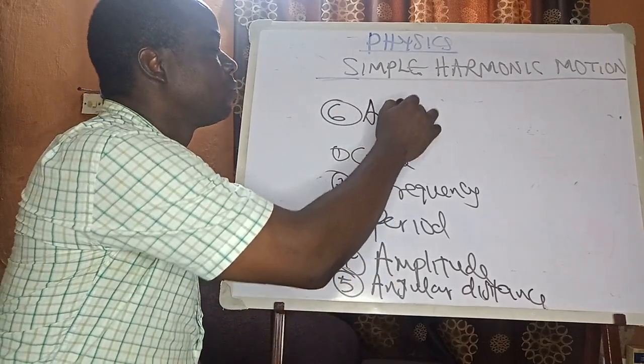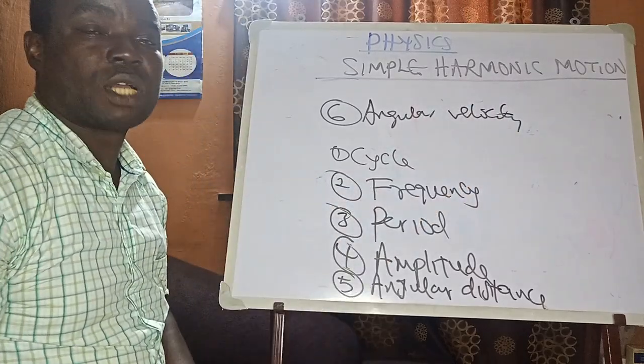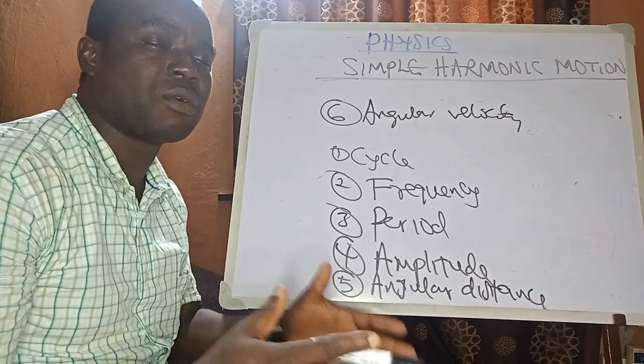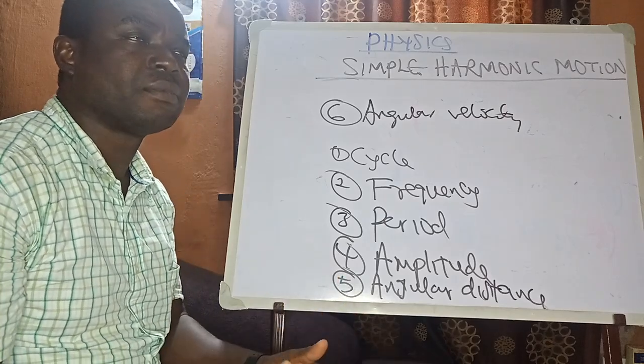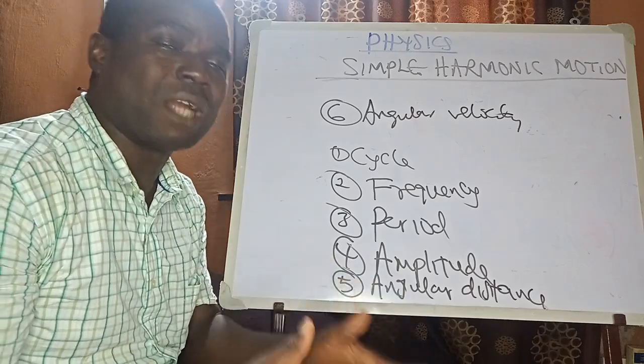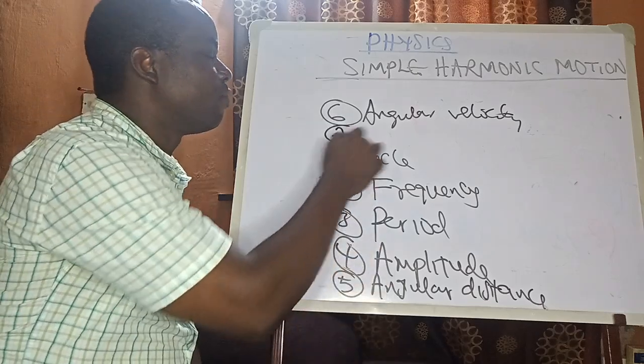Angular velocity. You can also call it angular speed. It means the angle or the angular distance covered by a body performing simple harmonic motion in 1 second, or you can say per unit time. Then we now have 7.